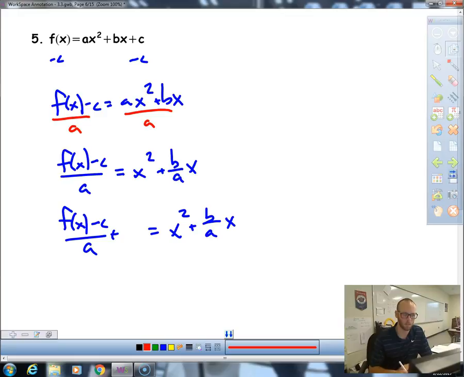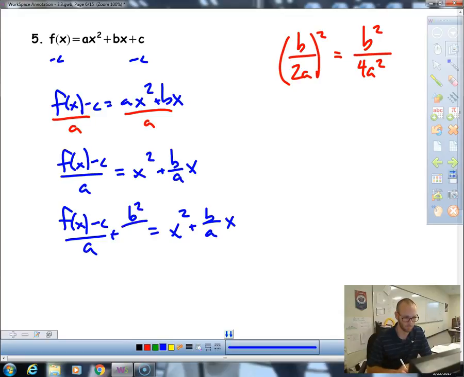Well, how do we complete the square? We need to take this, the coefficient of the x, divided by 2 and square it. b over a divided by 2 is b over 2a. Square it, that's b squared over 4a squared. Sounds good to me. It should remind you of something.